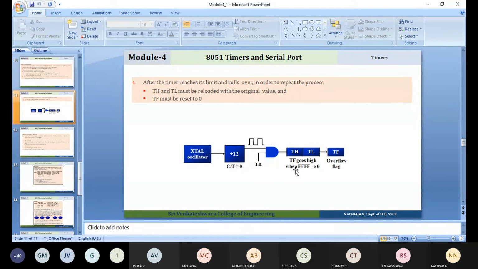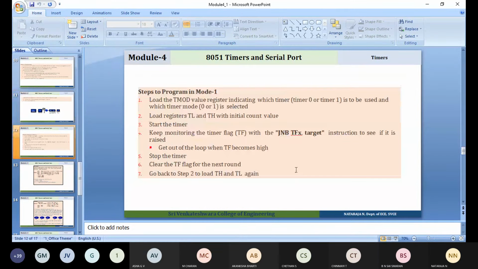Over? Yes, sir. Note these steps. Then we'll discuss the programs based on mode 1.